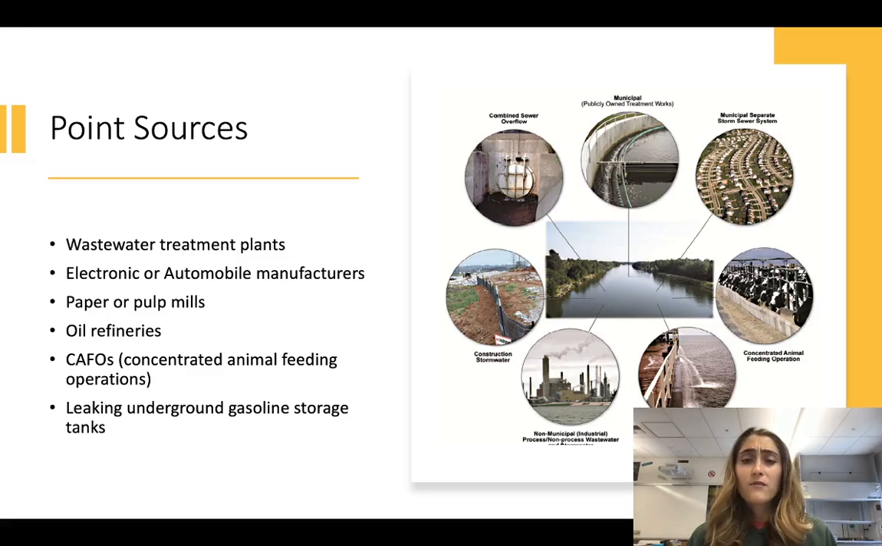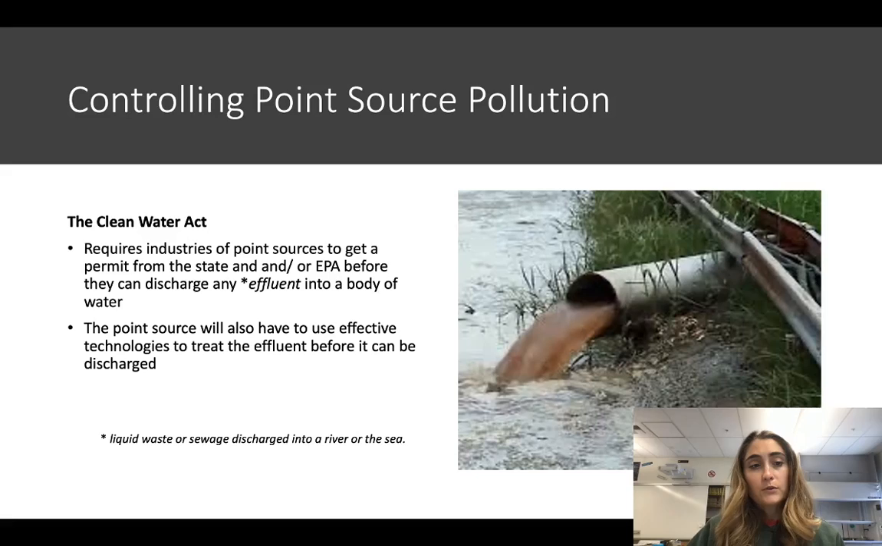Electronic or automobile manufacturers often have waste that ends up in waterways. Oil refineries have a lot of byproducts that have waste that could potentially end up in waterways. CAFOs, you guys have learned about, or leaking underground gasoline storage. All these are examples of a very clear source of where pollution is coming from.